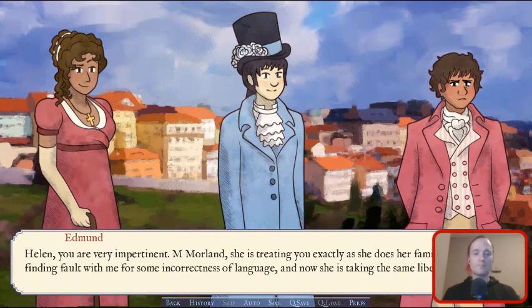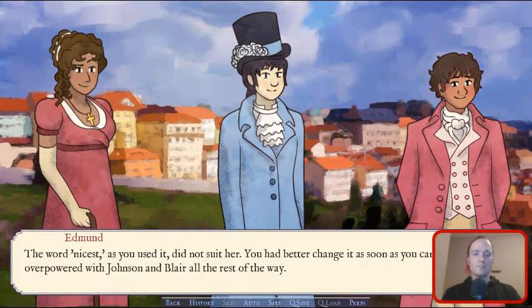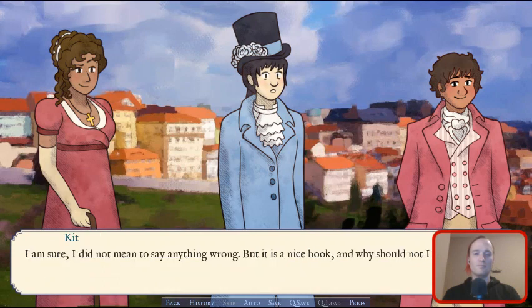Henry, you are very impertinent. And Miss Morland, he is treating you exactly as he does his sister. He is forever finding fault with me for some incorrectness of language, and now he's taking the same liberty with you. The word nicest, as you used it, did not suit him. You had better change it as soon as you can, or we shall be overpowered with Johnson and Blair and all the rest of the way.